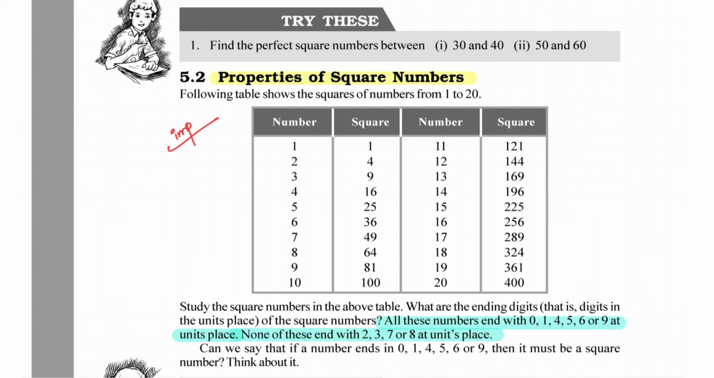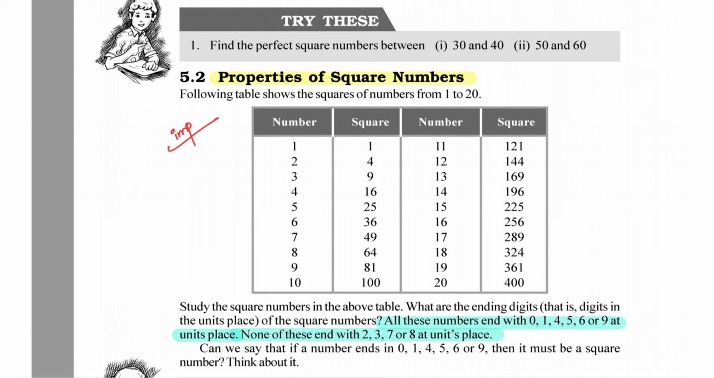So if you check the square numbers or perfect squares, the last digit, meaning the digit at the units place, is either 0, 1, 4, 5, 6 or 9, and none of the perfect squares end with 2, 3, 7 or 8 at the units place.